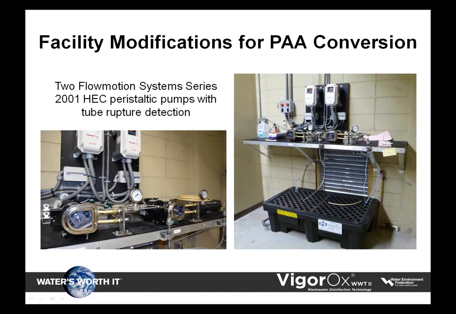We had to make very few, very minor facility modifications for the conversion to full plant peracetic acid. We worked very closely with FMC to set up our system, and the first thing we had to do was install 2 peracetic pumps that would allow us to pump the PAA to our injection location. You'll see the picture. We used 2 Flow Motion Series 2001 HEC peracetic pumps with tube rupture detection, and these pumps were configured into our SCADA system and set to dose the PAA proportional to our flow.